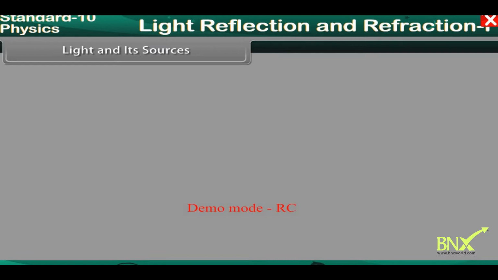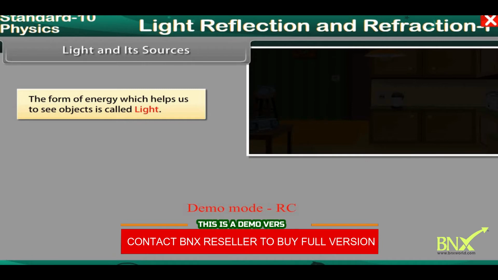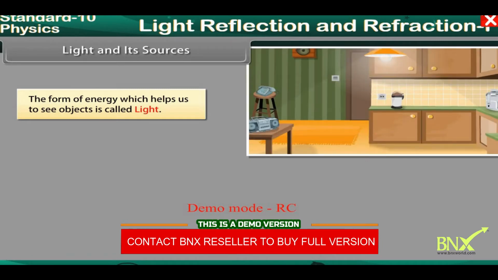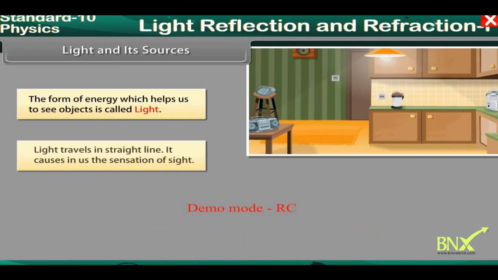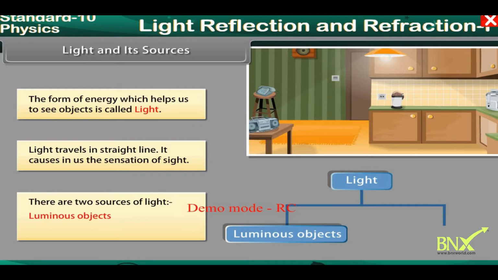Light and its sources. The form of energy which helps us to see objects is called light. Light travels in a straight line. It causes in us the sensation of sight. There are two sources of light: luminous objects and non-luminous objects.